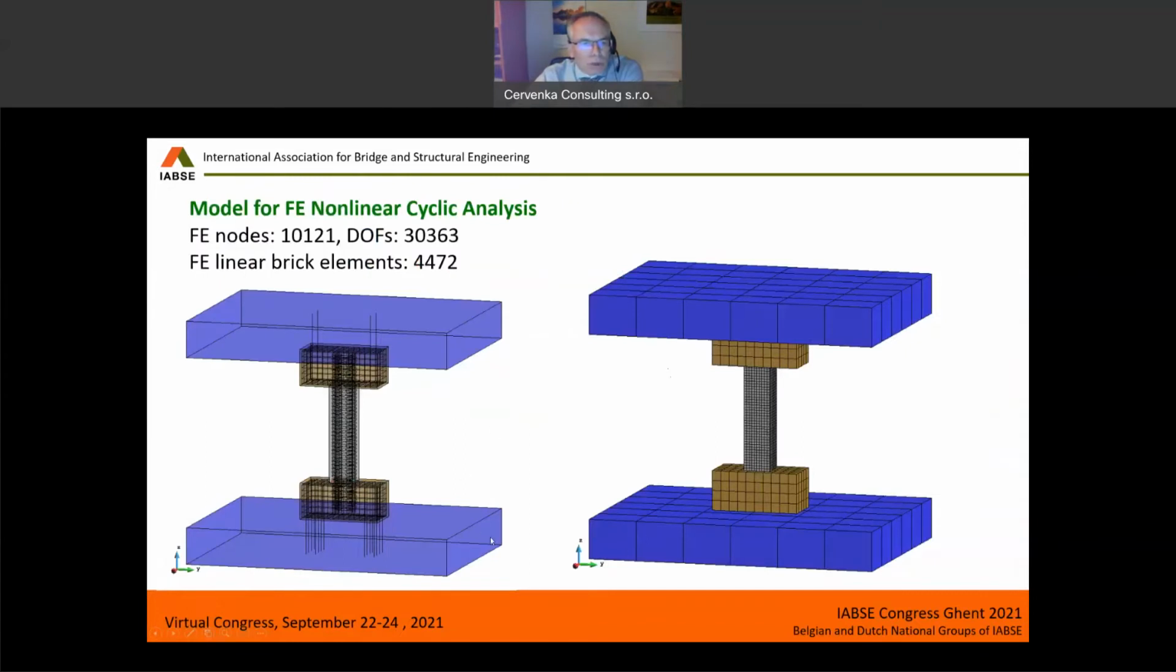So this is our model. We are using brick elements, isoparametric linear brick elements. You see we are using quite a fine mesh for the middle part, which is the column which we want to test. You see inside the column we have this spiral reinforcement.